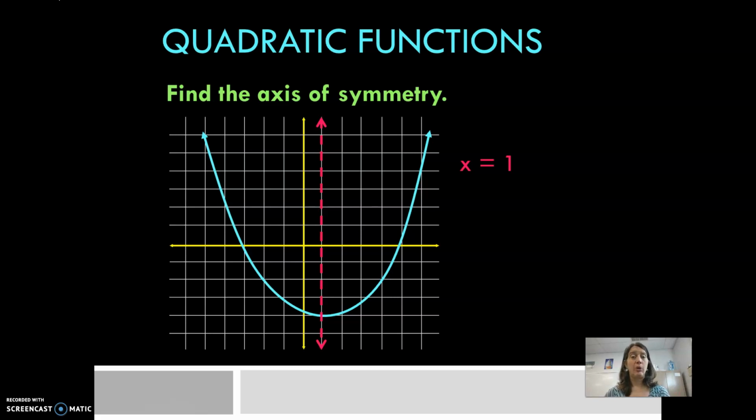Identify the two zeros, like I just showed you, the -3 and 5. Average them together, so add them together and divide by 2, and that will give you your axis of symmetry for the ones that you'll have in your textbook for your homework from this lesson.